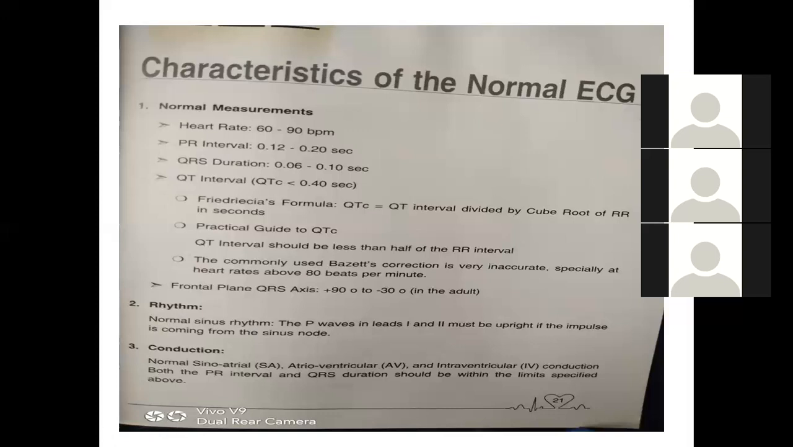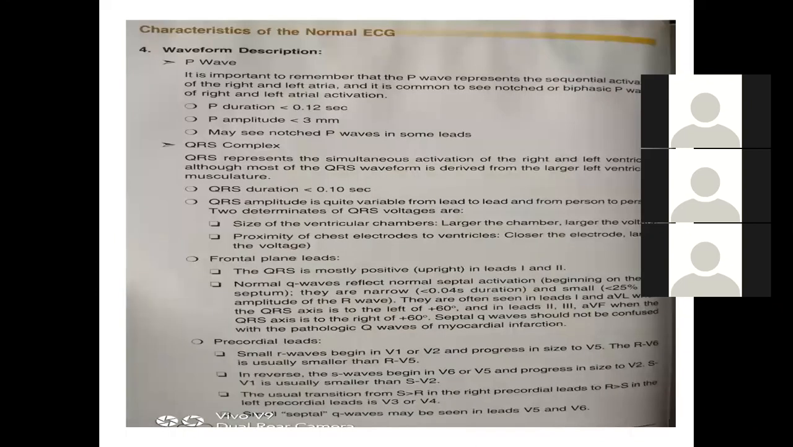The P wave in leads 1 and 2 must always be upright. The conduction is from the SA node to the AV node. So first you write the rate, then the rhythm, then the individual waves, the P wave description, and the QRS complex, how wide or how narrow. From the QRS we can understand the delay, and from there we can understand the bundle branch block.